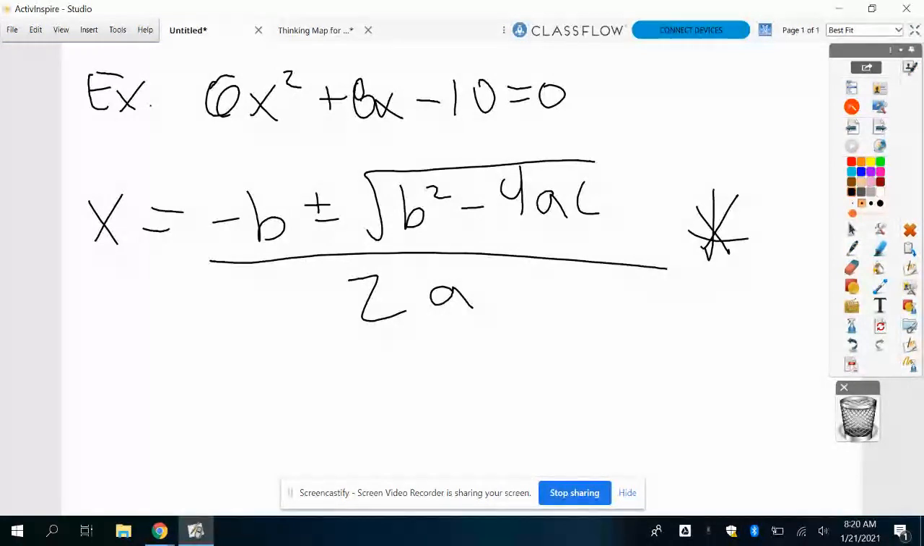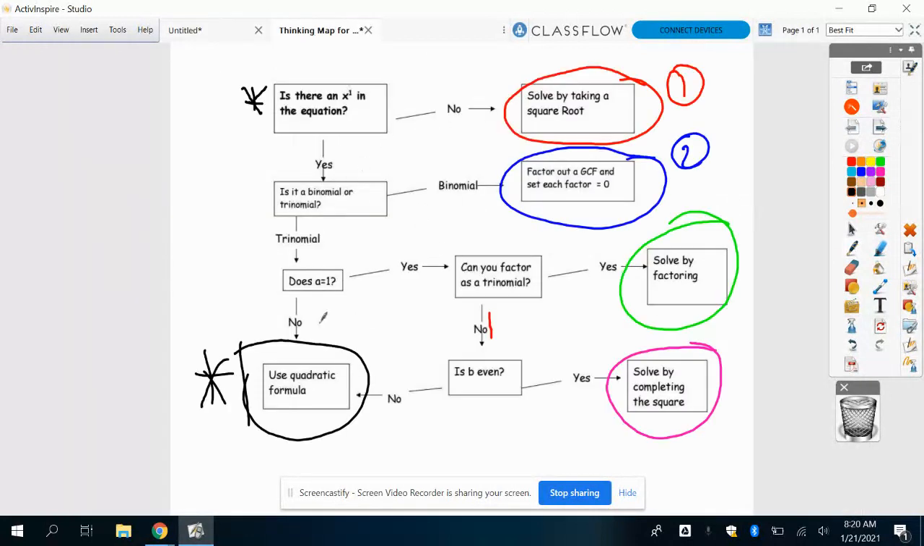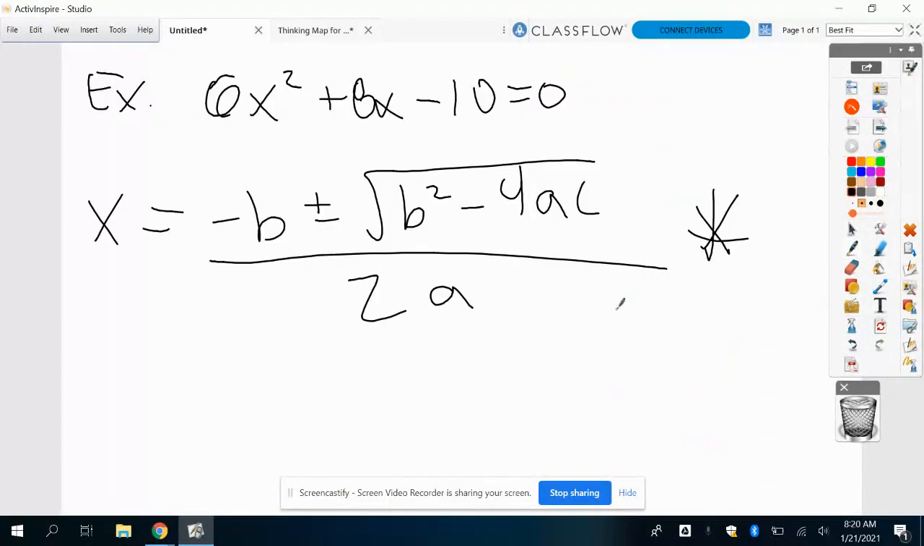So that's all for today. Today wasn't meant to be really a super long video. This thinking map here will be on Canvas for you, so you can print it out, copy it down, whatever you want to do. I'll have that for you. And then you're going to have a little Canvas check to kind of go through what we talked about today.